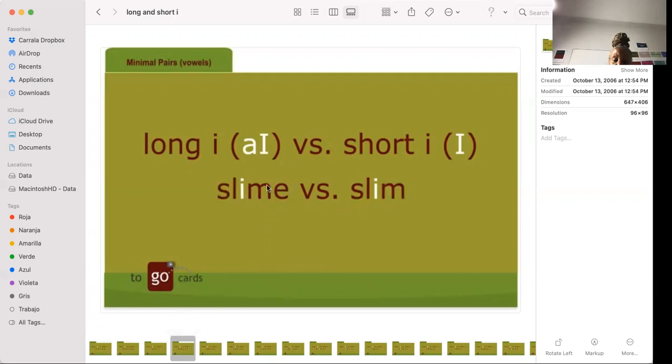Slime. Notice that sometimes I have the same word, and all I'm doing is either adding the E or taking away the E. Depending on whether it has the E or not, the E is silent, but the pronunciation of the vowel, which in this case is I, changes. If it's long and you take away the E, then it's short. So you have slime, slim.